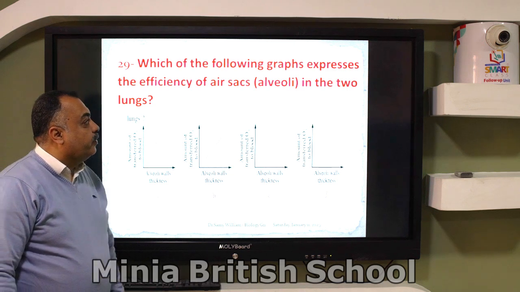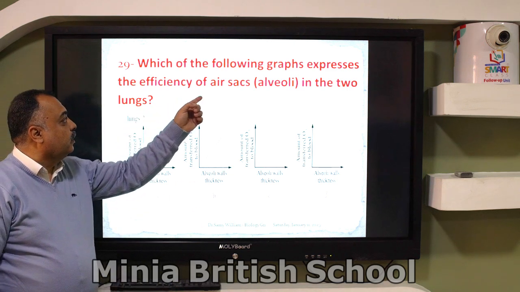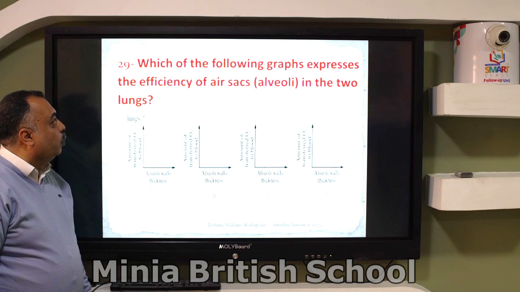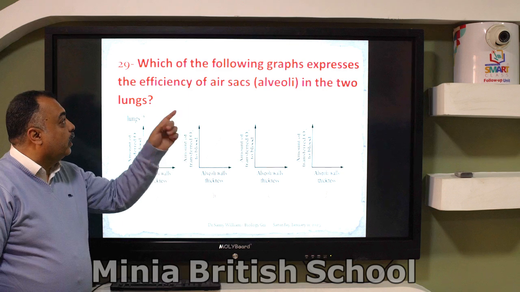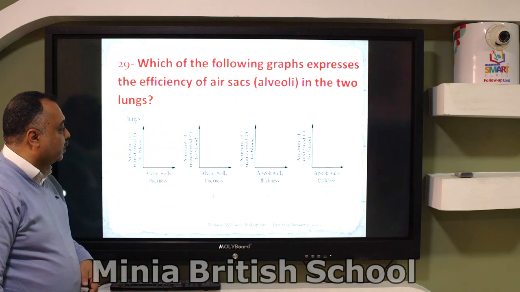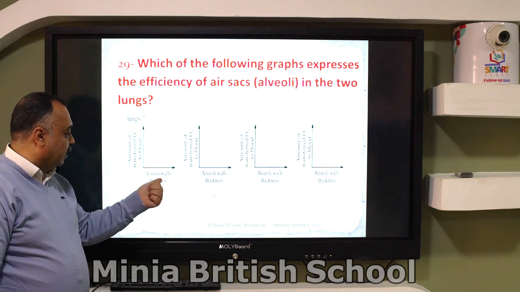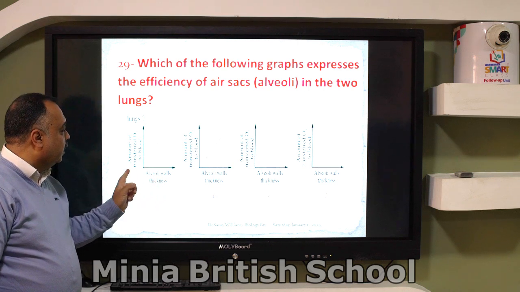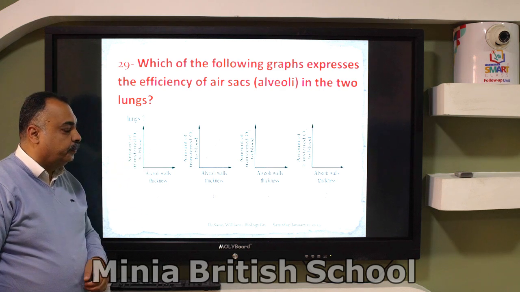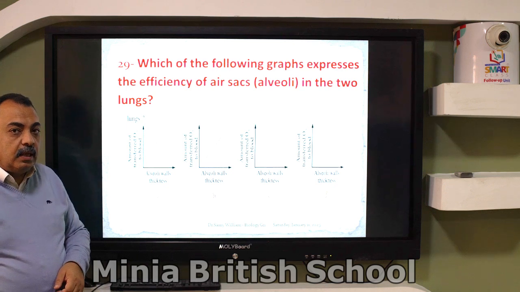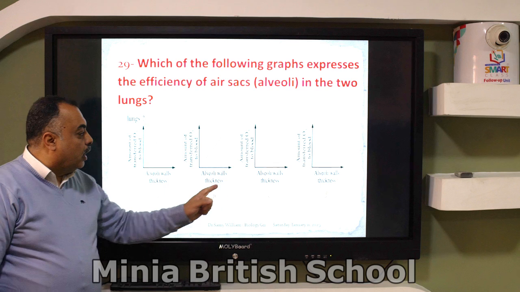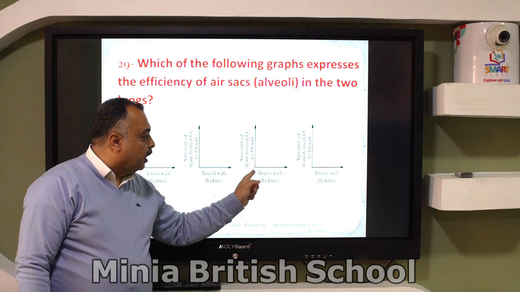Which of the following graphs expresses the efficiency of air sacs or alveoli in the two lungs? It is on x-axis alveolar wall thickness and on y-axis amount of transferred oxygen to blood. Yes, we know that the alveolar wall is very thin, so the diffusion comes through alveolar wall thickness.